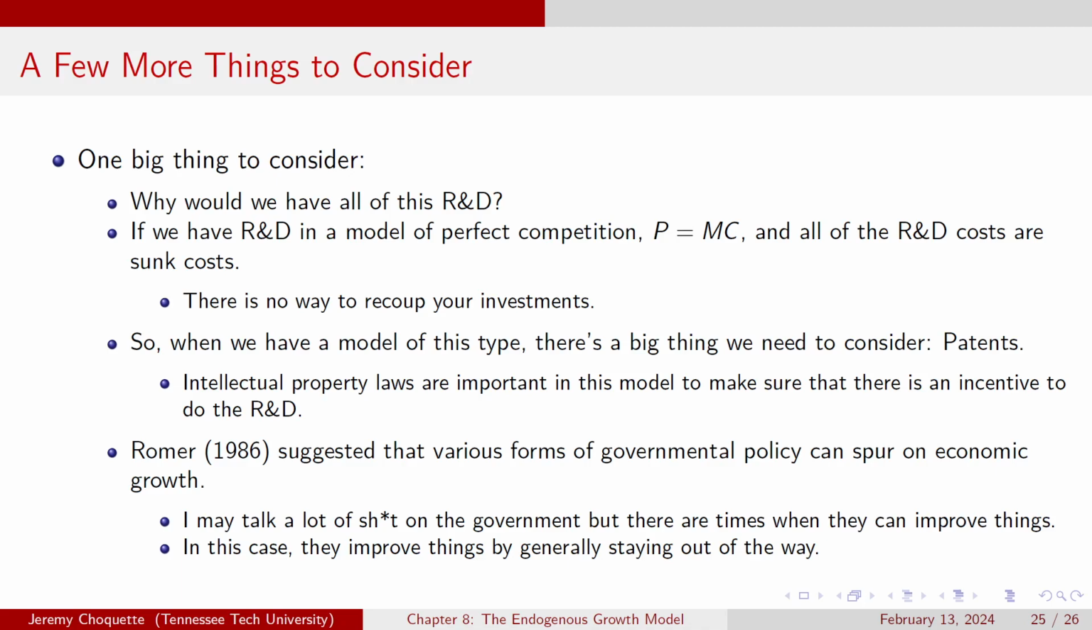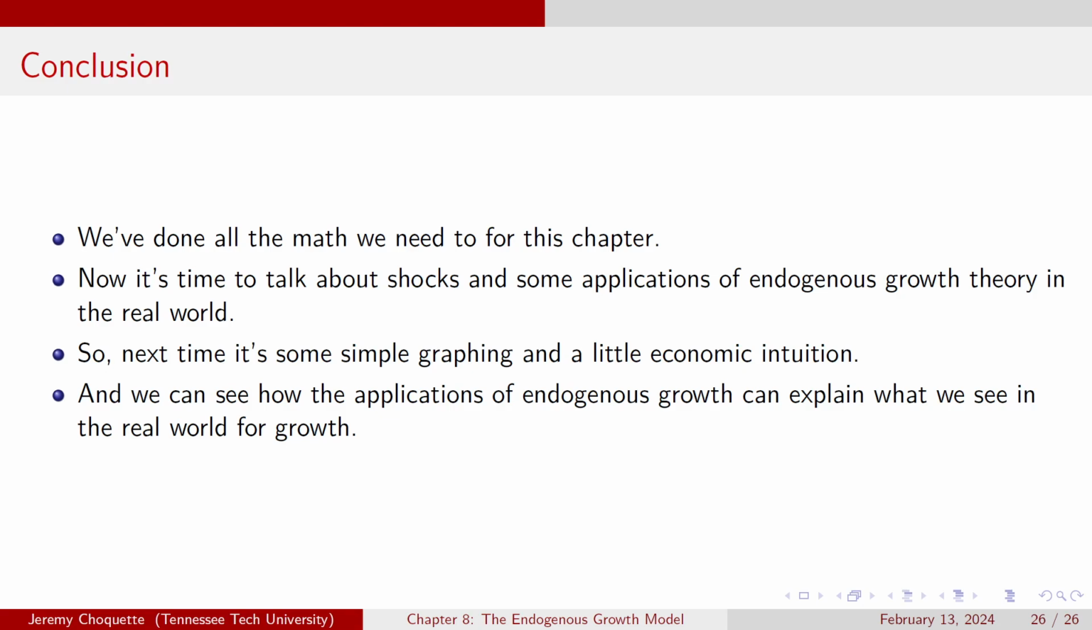So Romer in 1986 suggested that there could be various forms of government policy that could spur economic growth. So, I might talk a lot of smack about the government, but there are times where they can improve things. And in this case, they improve things by generally staying out of the way and maybe enforcing some intellectual property laws along the way. So that's going to wrap up this lecture.